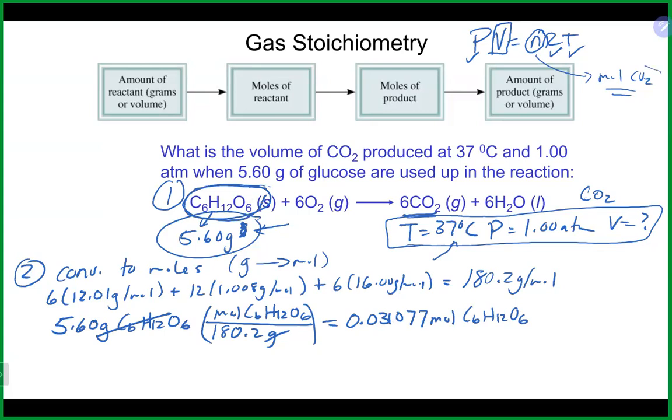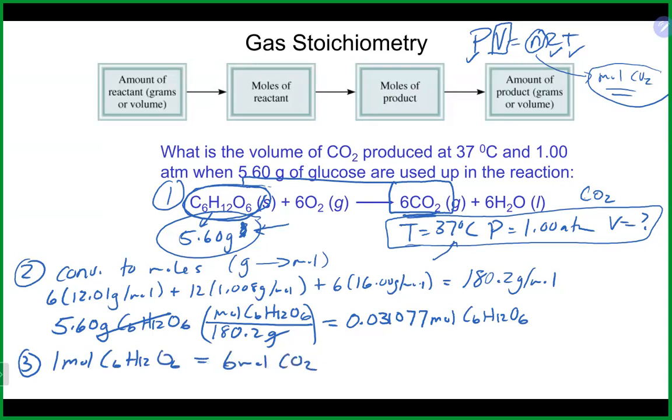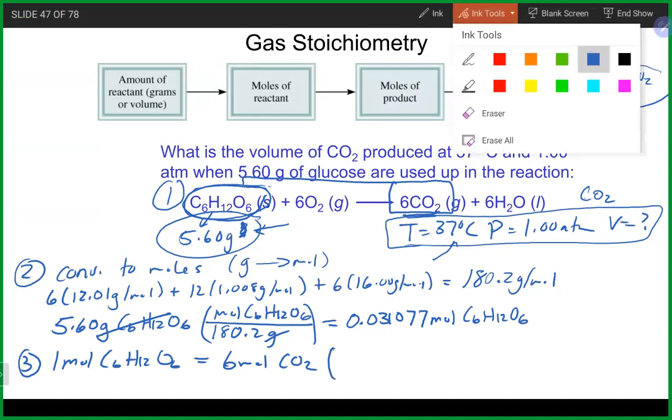But remember, we need moles of CO2. So that is where we're going to use our mole to mole relationship from the equation, which is really our third step in this process. So our third step from the equation, we can see 1 mole of C6H12O6 gives us 6 moles of CO2. So that is going to allow us to go from the glucose to the CO2, which is what we want. So we will continue on with that number from above.